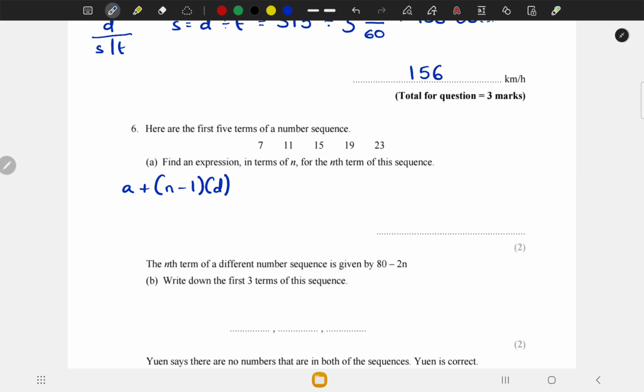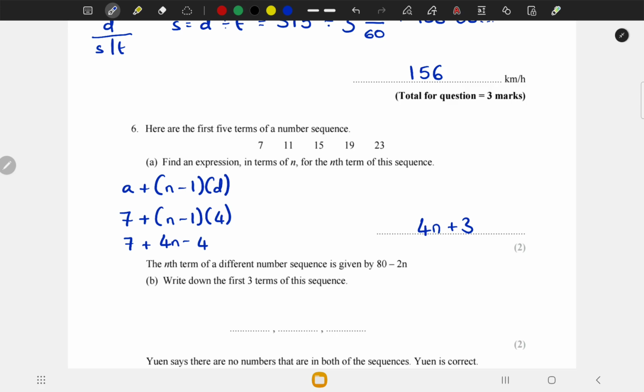So based on the sequence that has been provided, the first term is given as 7, n minus 1 remains n minus 1, and the difference is what you're doing to get from one term to the other. In this case, we see that we are adding 4 each time. We're adding 4, which means the difference is a positive 4. So this is what's going to give me my nth term. I can decide to go ahead and expand my brackets for n minus 1 times 4 and then collect my like terms to get 4n plus 3 as my answer.